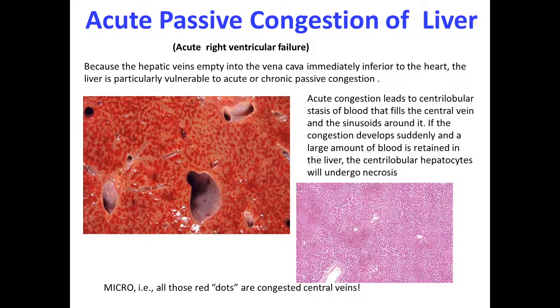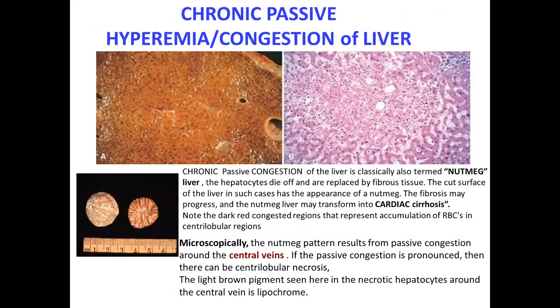If the congestion develops suddenly and a large amount of blood is retained in the liver, the centrilobular hepatocytes will undergo necrosis. Congestive heart failure secondary to coronary artery disease and hypertension, and right-sided heart failure due to pulmonary disease, are common causes of passive congestion.